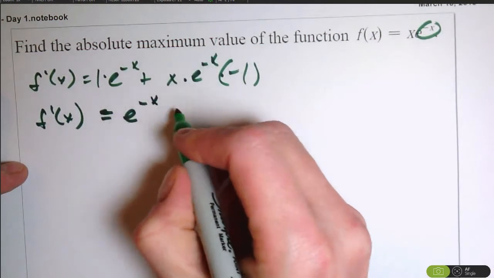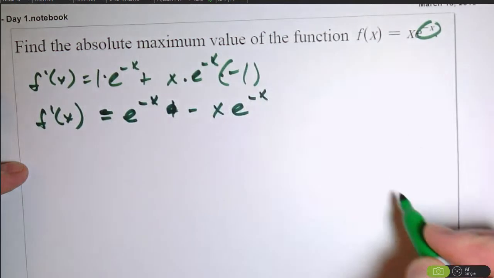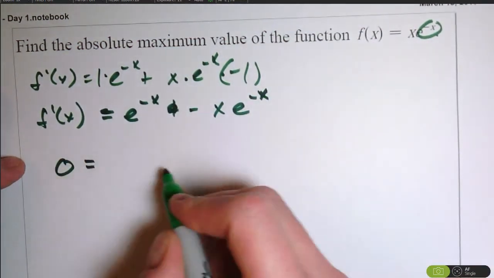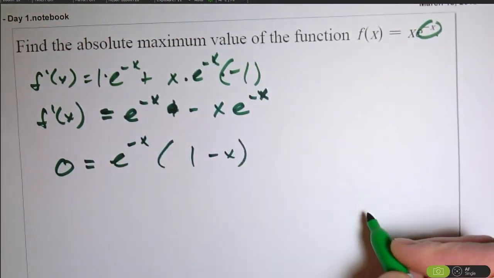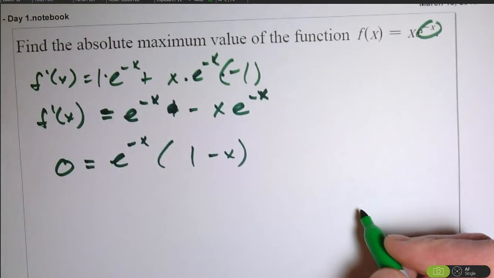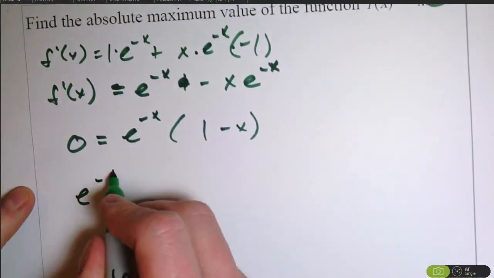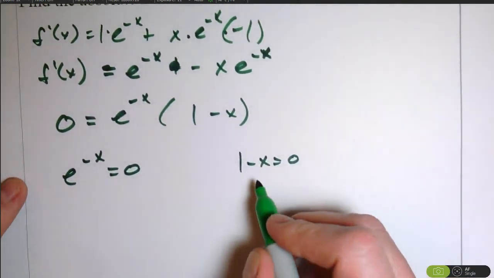e to the negative x minus x e to the negative x. We want it to equal 0. So what I'm going to do is take out e to the negative x, and I get 1 minus x. And the question becomes then, can either of these equal 0? So if I said e to the negative x equal to 0, and 1 minus x equal to 0, I get x is 1 here.